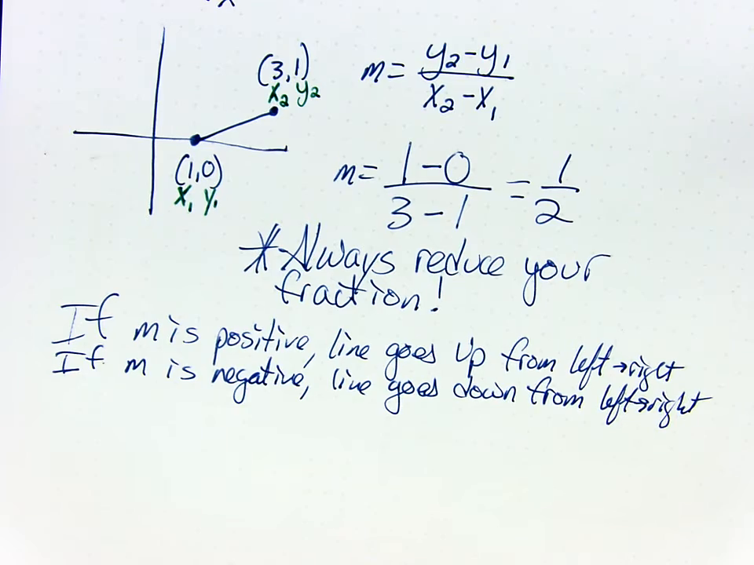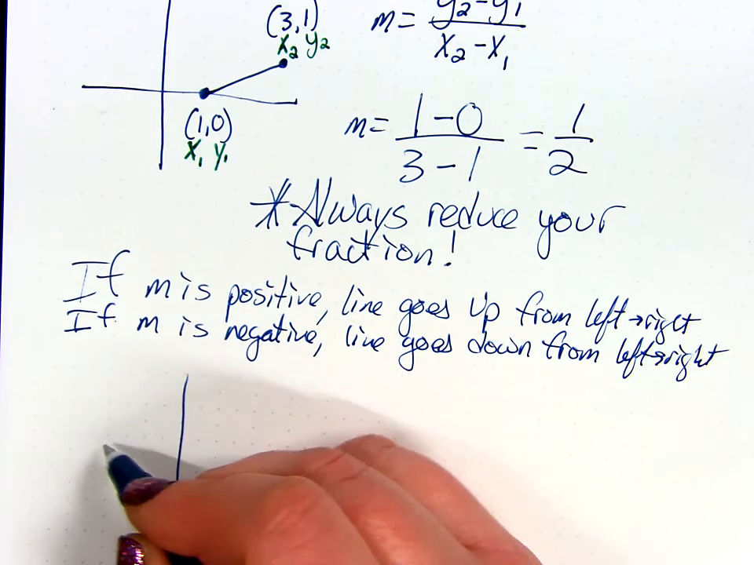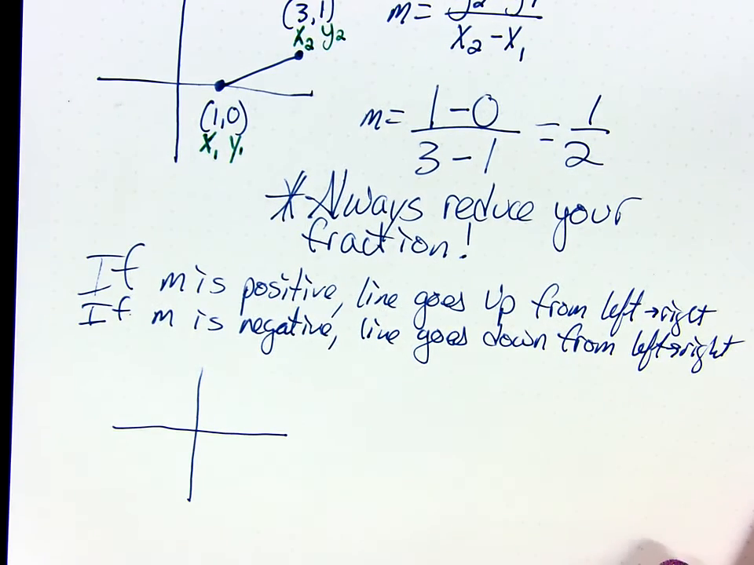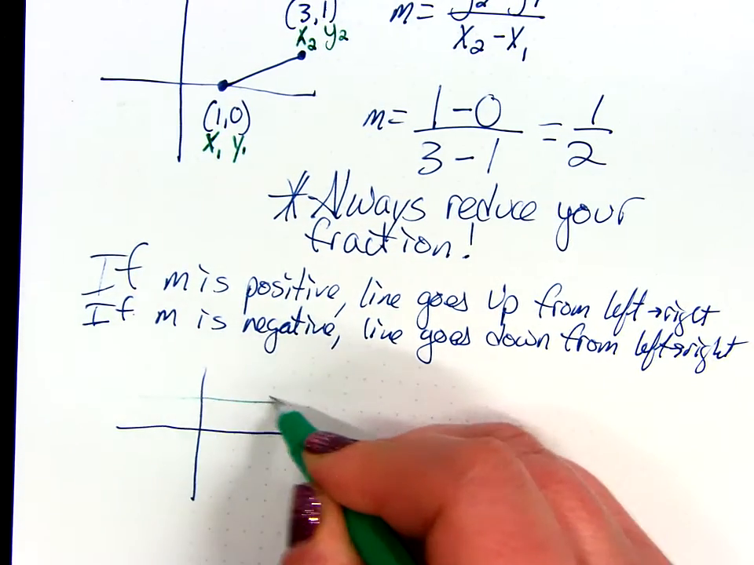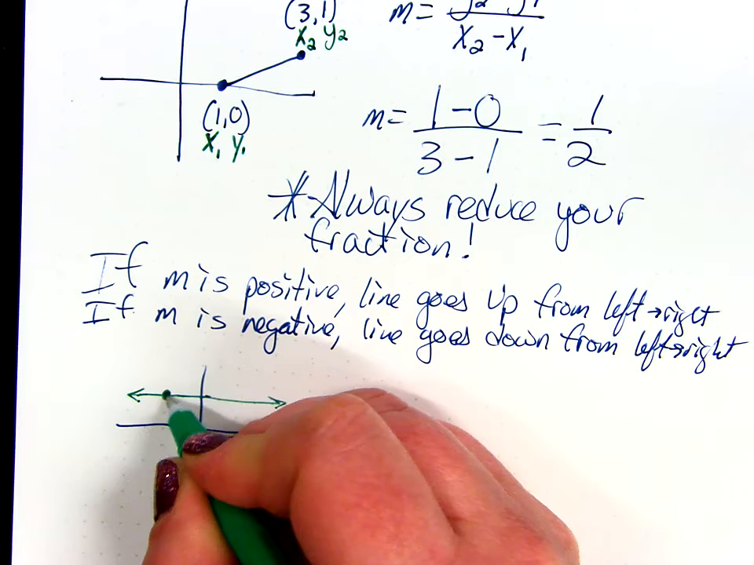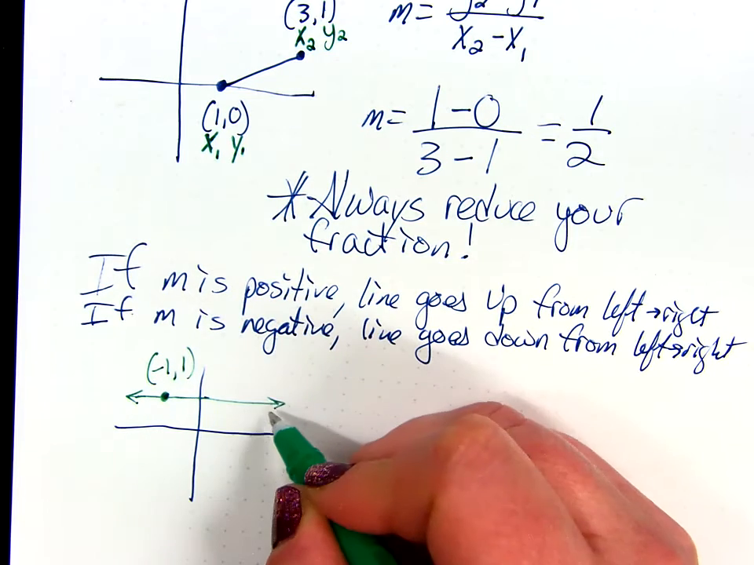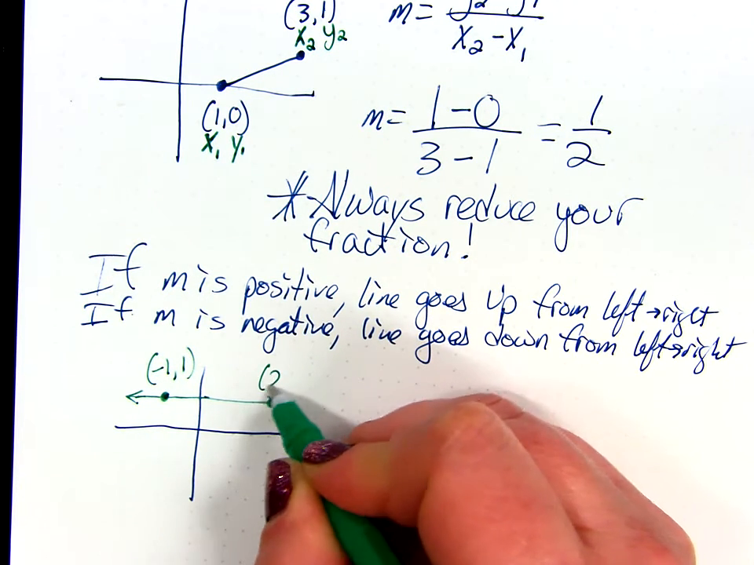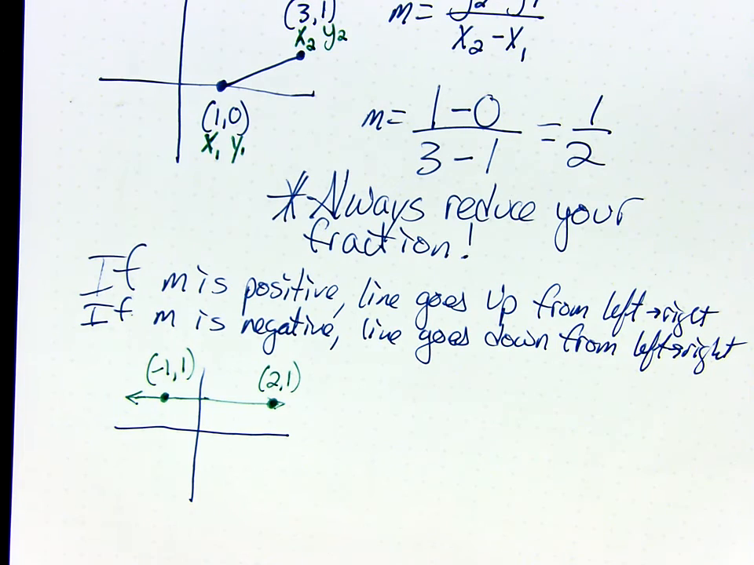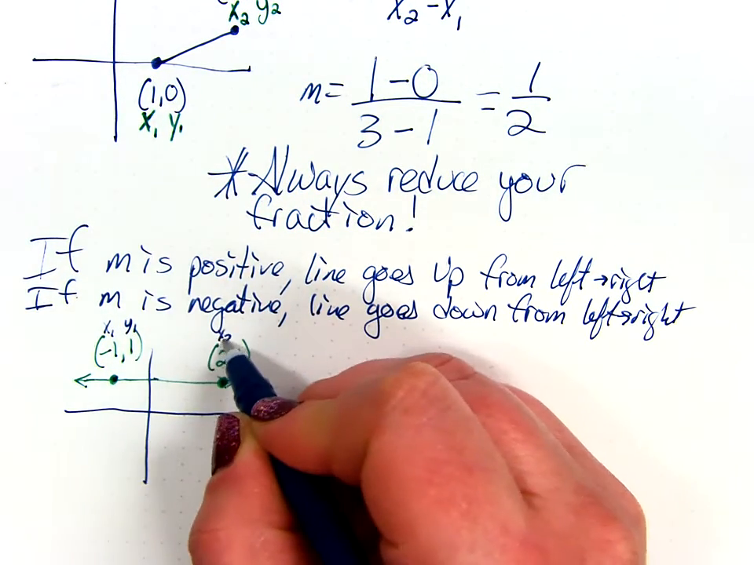So here's what's interesting about that. Let's do out the math. Let's say I had a coordinate plane and I picked 2 points that were on the same horizontal line. So let's say this was my horizontal line right here, and I picked 2 points that were on it. Let's say I picked this one, which is -1, 1, and then this one right here, which is 2, 1. Let's see what happens when we find the slope of this line. So again, I have x1, y1, and I have x2, y2.